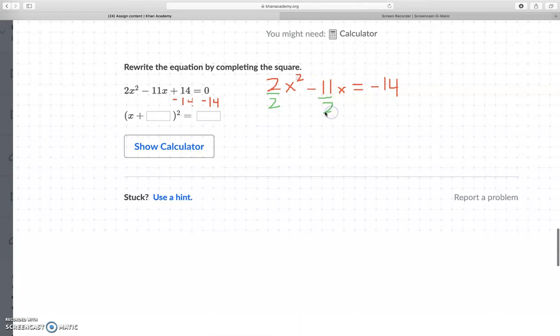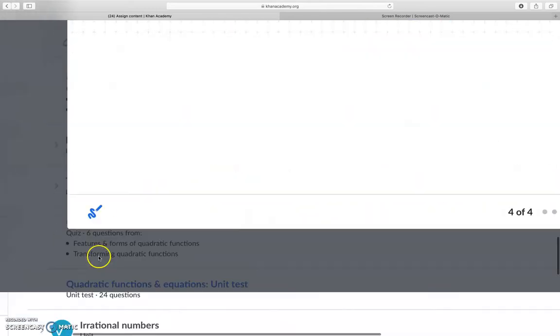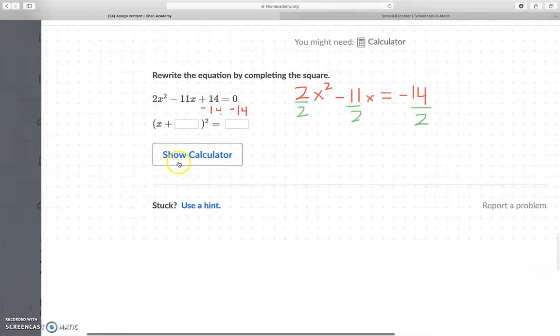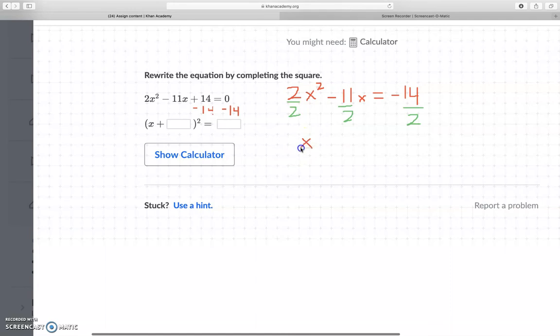Notice that we can't divide 11 by 2, so we're just going to leave that there. Okay. So 2 divided by 2, now let me get my red marker, is just 1. So now we're just left with x squared. This we cannot divide, so we're going to leave it as a fraction. I know it's kind of intimidating. If you need help with fractions, I can help you at office hours. So we're going to have -11 over 2. That's going to be our b. And then -14 divided by 2, if you check that on a calculator, it's -7.